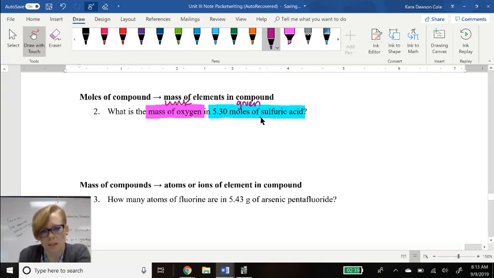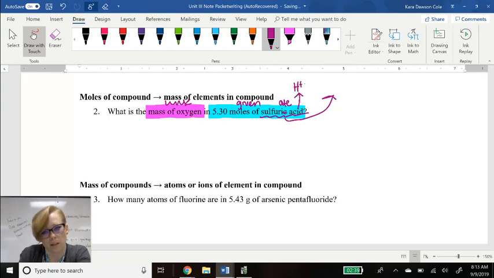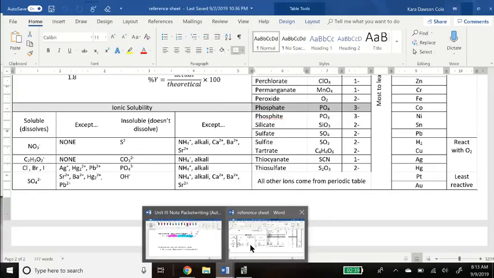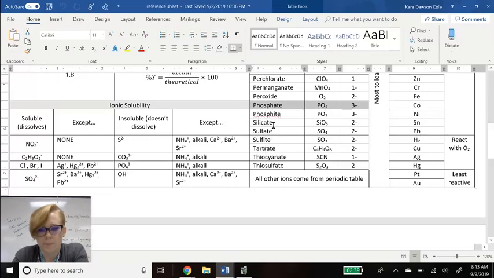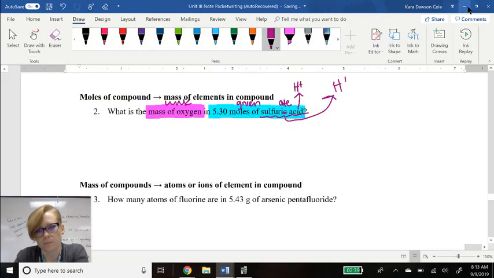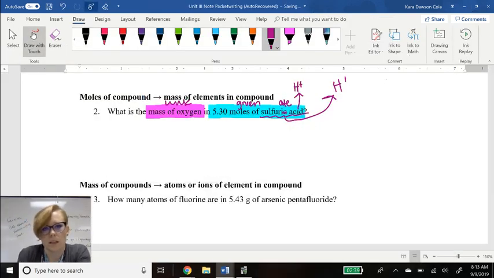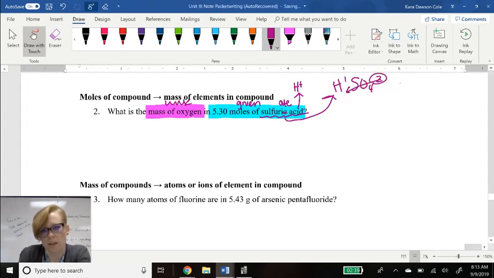First thing I need to do is write the formula for sulfuric acid. Sulfuric goes to ate, since I don't have hydro, so this would be sulfate. Acid stands for hydrogen ion, so H plus. So H plus sulfate: SO4 has a 2 minus charge, and the 2 is going to come down to the hydrogen, so I've got H2SO4.